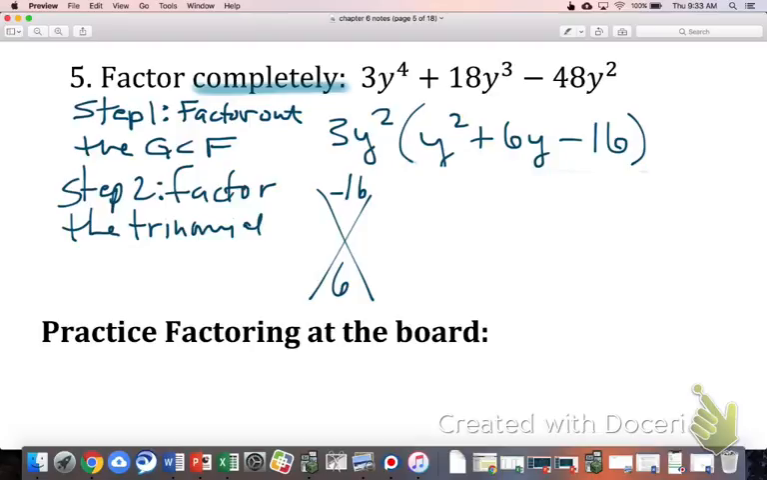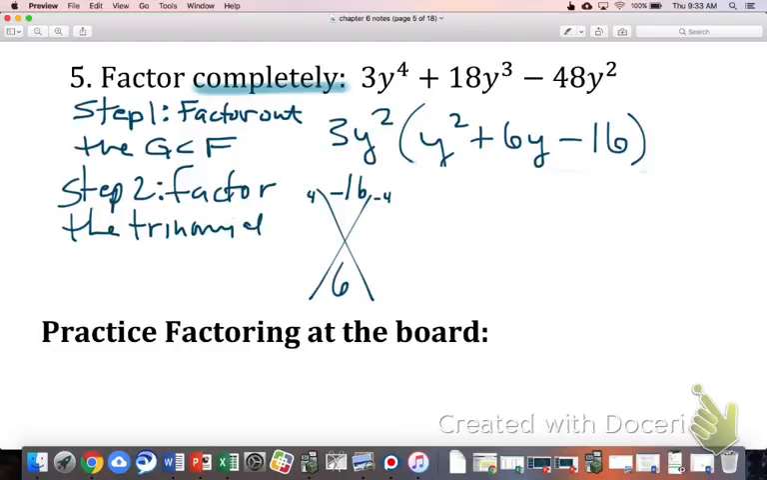Let me show you a graphic I didn't show you yesterday. If you're having a hard time figuring this out, you could start listing out the factors of negative 16. So for instance, you could say, well, I know that 4 times negative 4 equals negative 16, right? But what's 4 plus negative 4? Not 6, right?